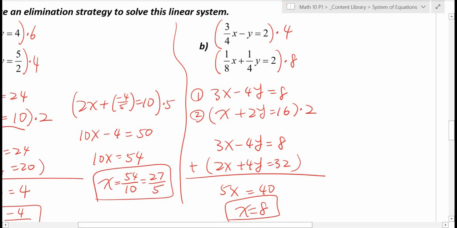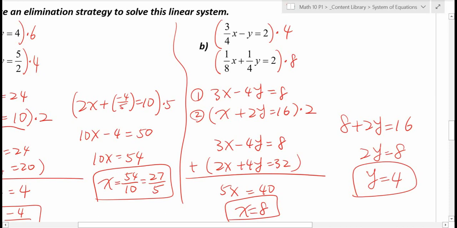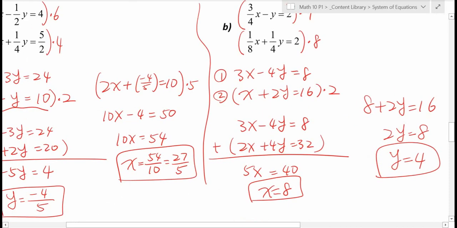I'm going to plug into, again, equation number 2. So x is 8, plus 2y should equal 16. 2y then equals 16 minus 8, which is 8, divided by 2, y equals 4. Okay, so not too bad at all, right? You end up with nice numbers.